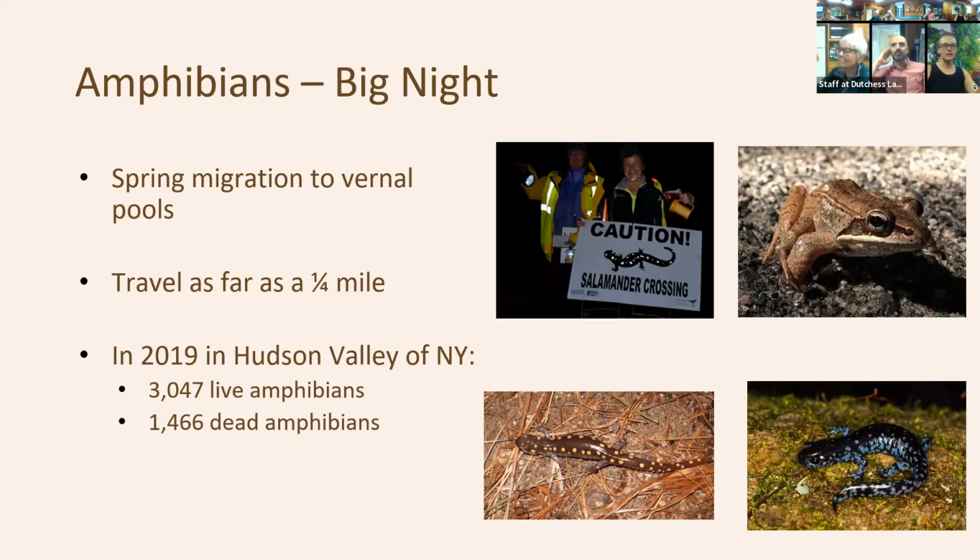And so in the Hudson Valley of New York, so all around here, and this happens around the Northeast, volunteers go out and help these salamanders and frogs across the road to try to reduce the amount of roadkill. They also collect data. So in 2019, volunteers across the Hudson Valley found nearly 3,000 live amphibians and counted nearly 1,500 dead amphibians. What's interesting is the next year, in 2020, we were at the height of lockdown for the COVID pandemic. A few volunteers still went out and collected data.